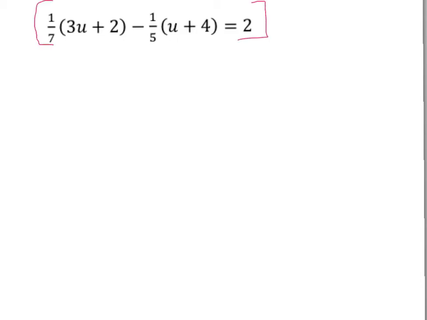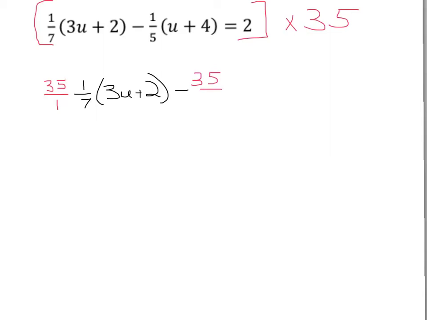So what I said we're going to do is multiply all of this by 35, and on the left that means we're going to say 35 over 1 times 1/7 times 3u plus 2 minus, and then another fraction, because fractions need to be multiplied by fractions, and that should have been black. Let me redo that. Okay, and u plus 4 equals, and then on the right, since we're multiplying two whole numbers together, we don't need to do fractions. We can keep it as a whole number, 35 times the 2 that was already over there.